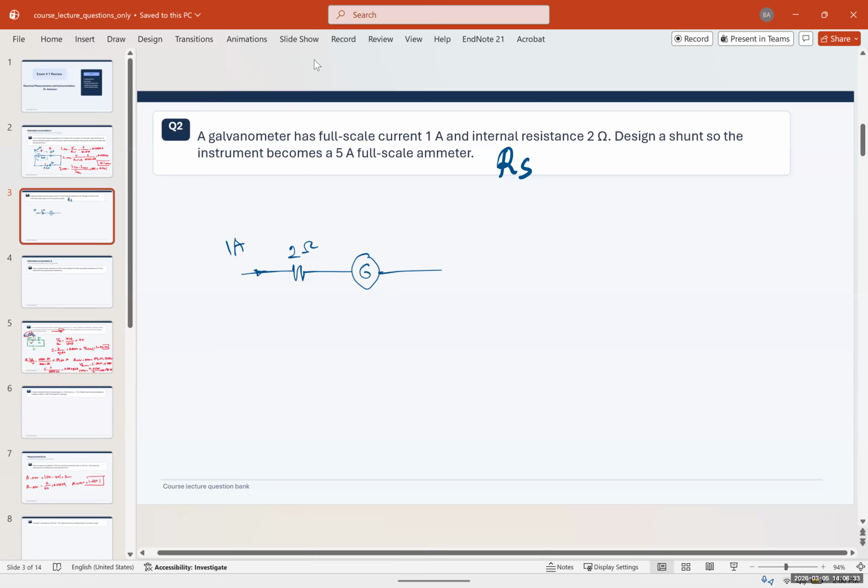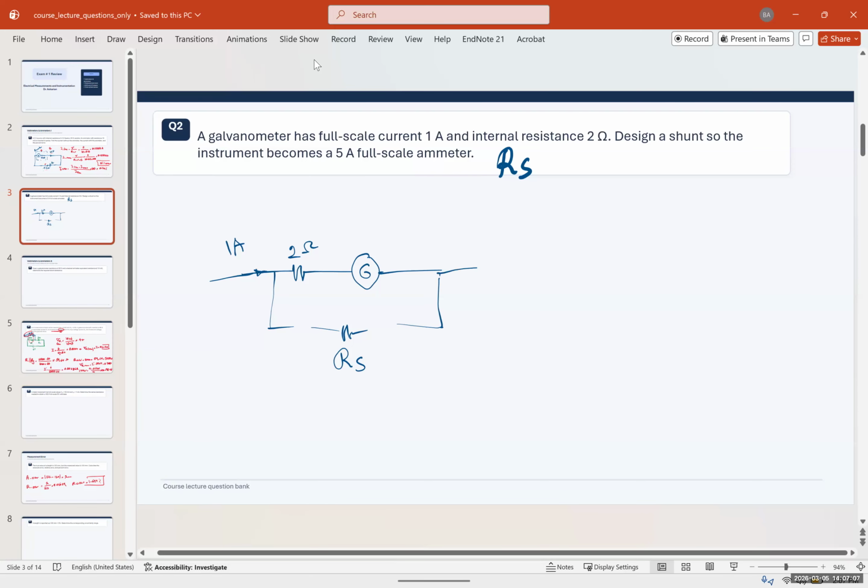Now, we want to design it in a way that we can put 5 amps into it. If I put 5 amps to it and the maximum that the galvanometer could take is 1 amp, it's going to destroy the galvanometer. So what I have to do is put a resistor in shunt with the system. Now I want to determine how much this resistor is going to be. I'm going to call it RS, or shunt.